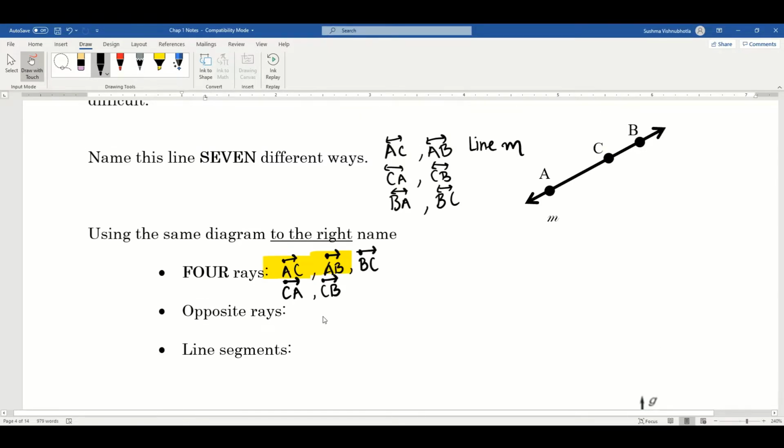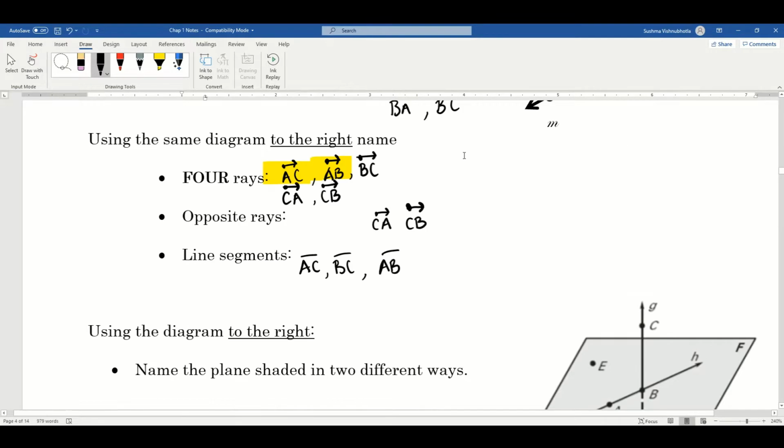Opposite rays, well, remember opposite rays have the same endpoint and they're in 2 opposite directions. So you have CA and CB that are opposite rays. Line segments, it didn't say how many, so I'm just going to name a few. AC, BC, you can say AB. There are also different variations. As long as you use 2 points on the line, it's a line segment with this notation.